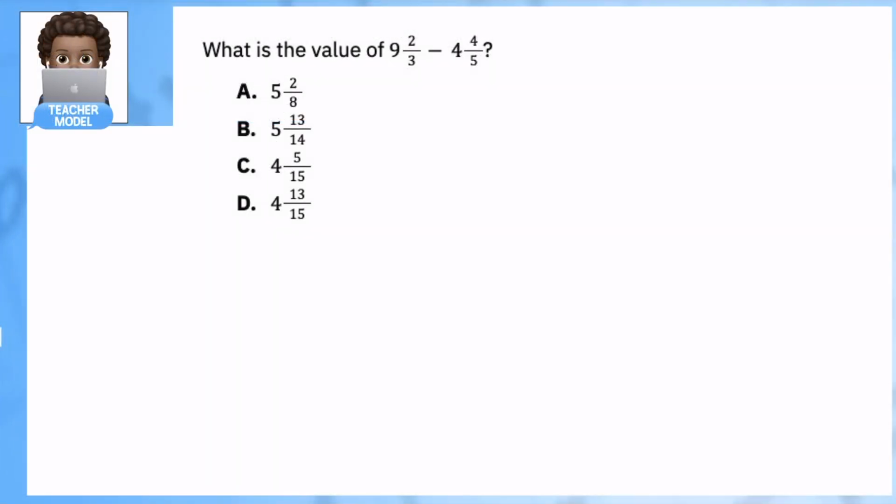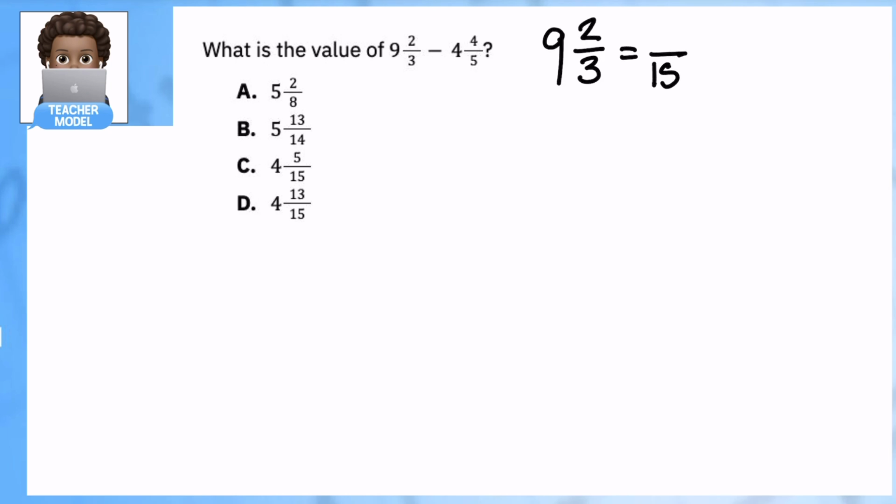Okay, let's do one more together. And now I have 9 and 2/3 and 4 and 4/5. So again, I want them to have the same denominators. So I'm going to make them 15ths to make it easier. And I like to stack. I love stacking numbers. So 9 and 2/3.